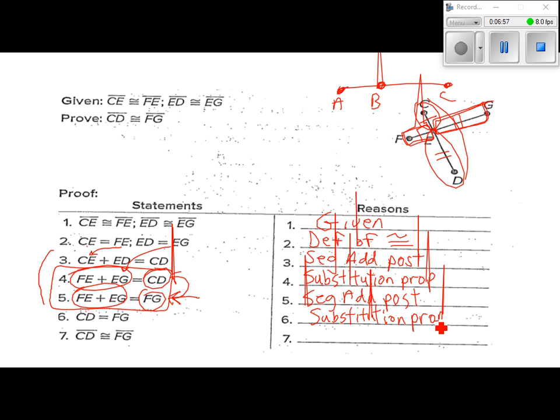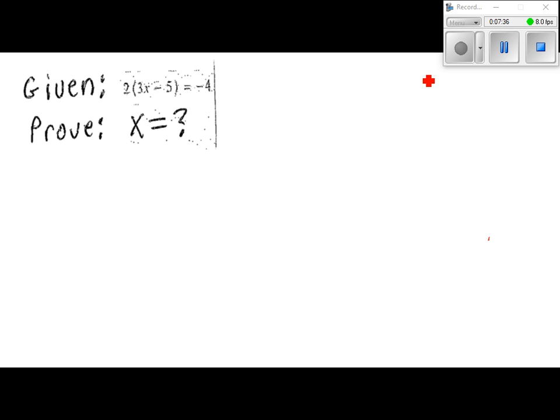Then to go from 6 to 7, what did we do? Just change from algebra form into geometry form. Doing algebra. Everybody got all that one? Yeah. Next one.